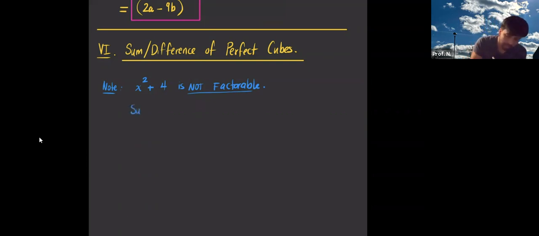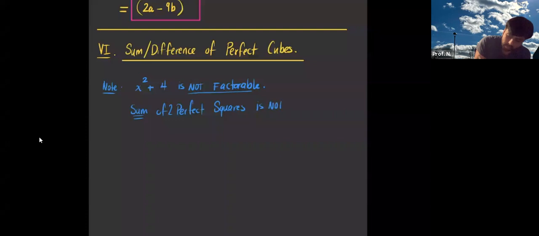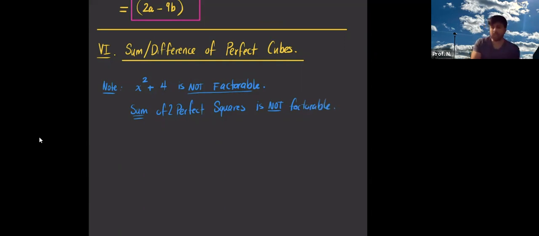The sum of, I should say, two perfect squares is not factorable. But the difference is. And to be a bit technical, it's not factorable, and I'm just going to write this in parentheses, over the reals, or I should say the real numbers.